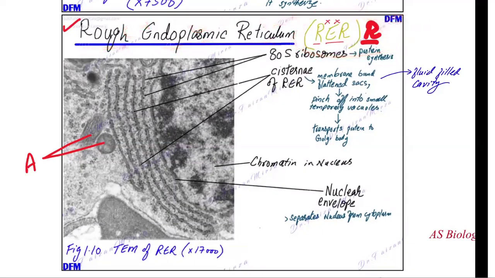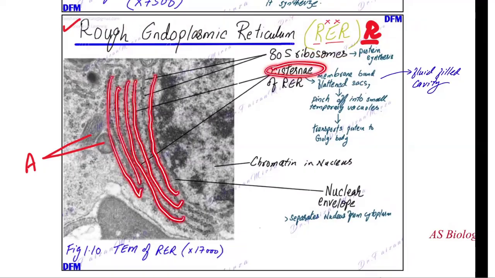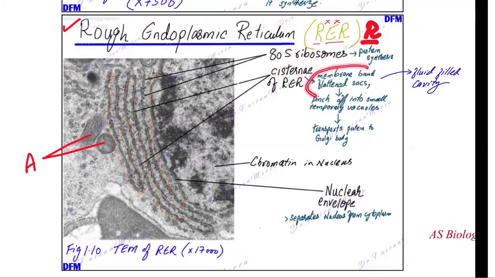Rough endoplasmic reticulum is made up of cisternae, and cisternae are these tubular structures that are basically forming the rough endoplasmic reticulum. What are cisternae? Cisternae are membrane-bound flattened sacs, and they are fluid-filled cavities, and they are bounded by membranes. So this entire structure is a fluid-filled cavity. The line that I am just drawing here in red is the region of membrane of the cisterna, and inside there is a fluid-filled cavity.